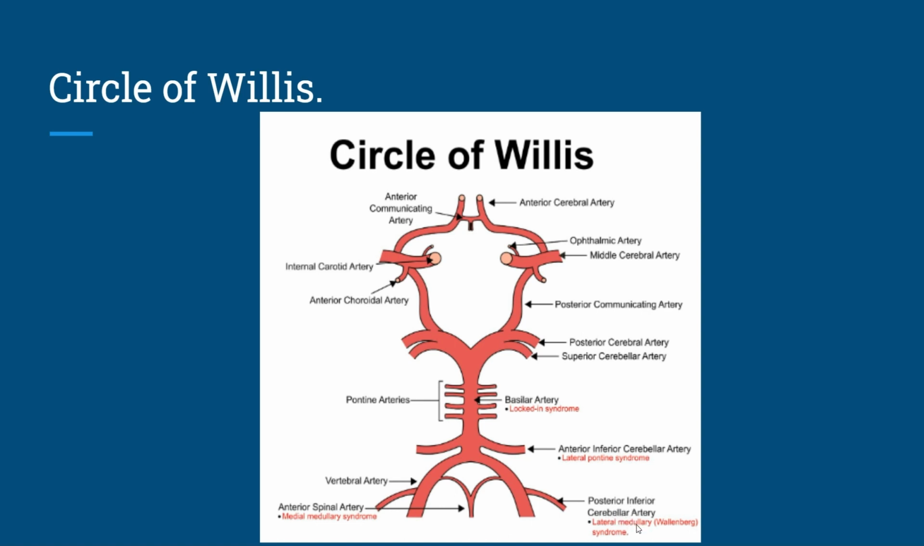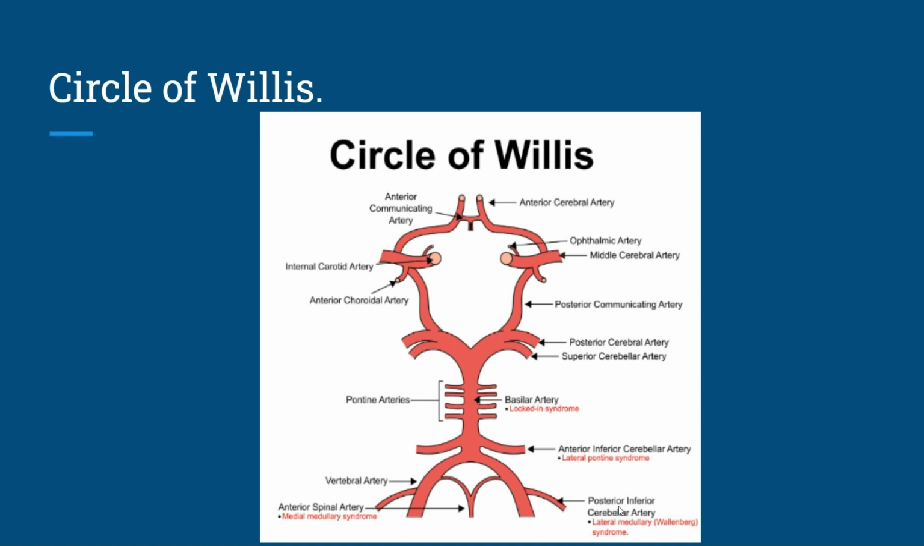And the occlusion or the syndrome that it may cause is called the lateral medullary or the Wallenberg syndrome. And another artery that gets rise from the vertebral artery is the anterior spinal artery, and it can cause the medial medullary syndrome. So you see both of these vertebral arteries are converging at this point, and at this point it makes the basilar artery. The very first branch that actually gives out from the basilar artery is called the anterior inferior cerebellar artery, and occlusion in these arteries can cause the lateral pontine syndrome.